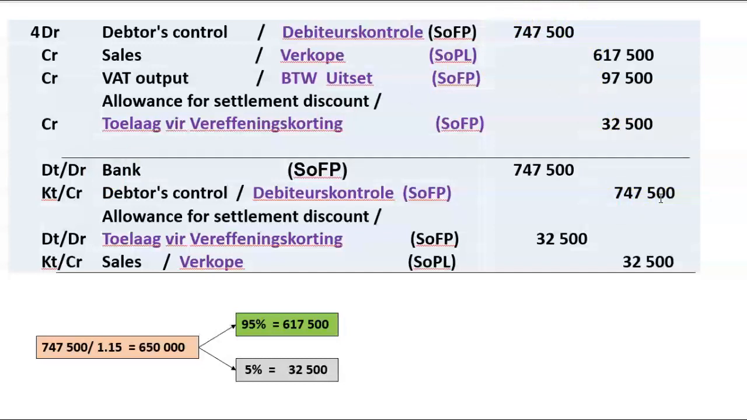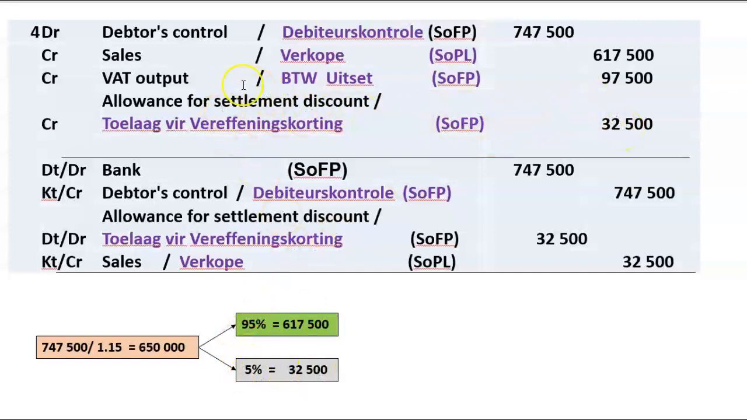But we have assumed when we recorded the sales transaction that he is going to make use of the settlement discount. Therefore, we only posted 95% of the VAT exclusive amount to sales. As a matter of fact, he never made use of the settlement discount. So now our sales figure is understated by an amount which equals 32,500. There we've broken down the 650. We only posted 95% to sales and 5% we took to the allowance for settlement discount.